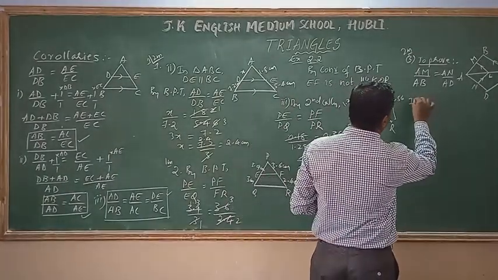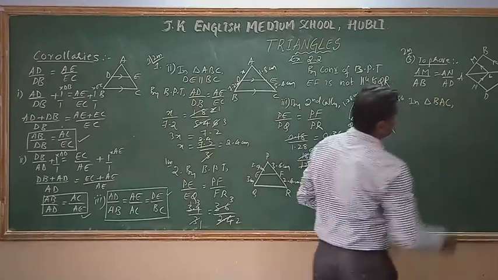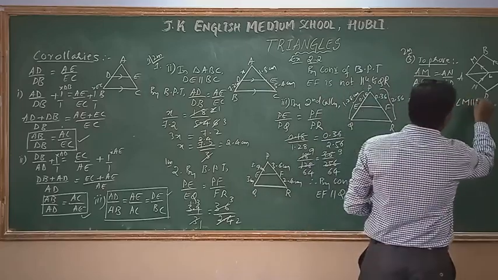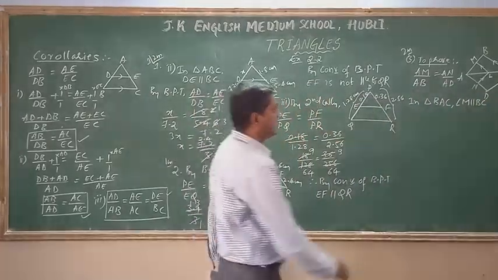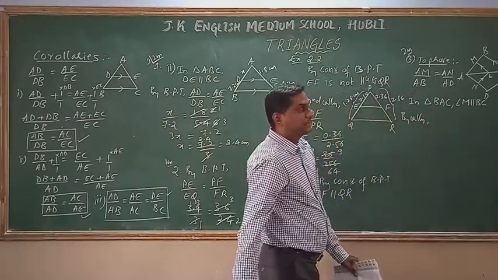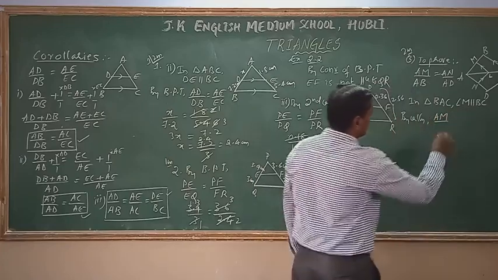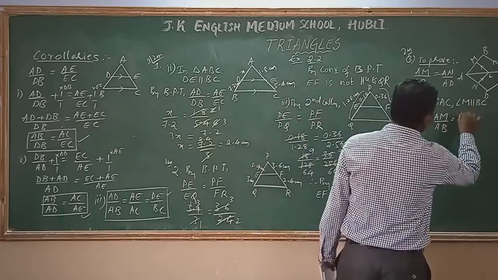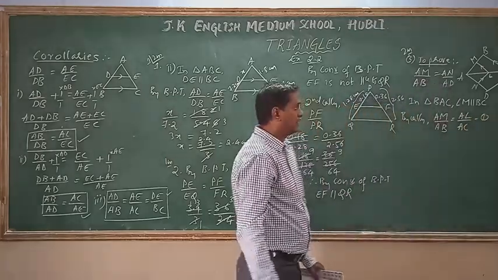First I take triangle BAC. LM is parallel to BC. So here I can't use just BPT. So again it is by the corollary of BPT, that is AM upon AB is equal to AN upon AC. Let me name this as equation 1.